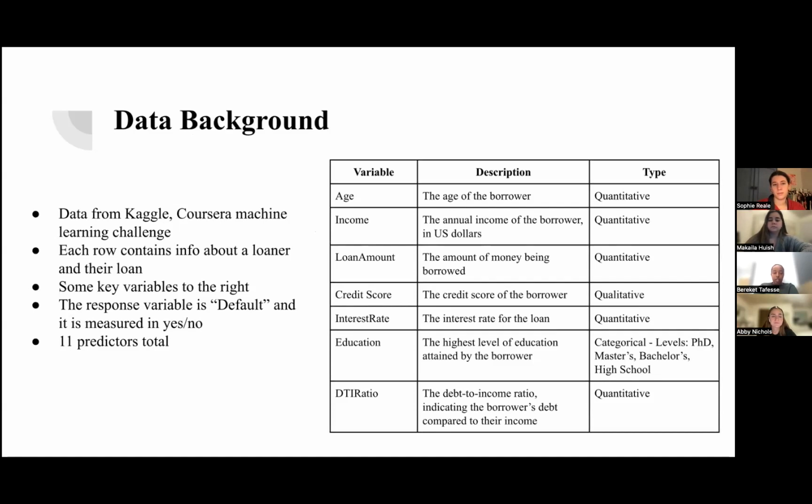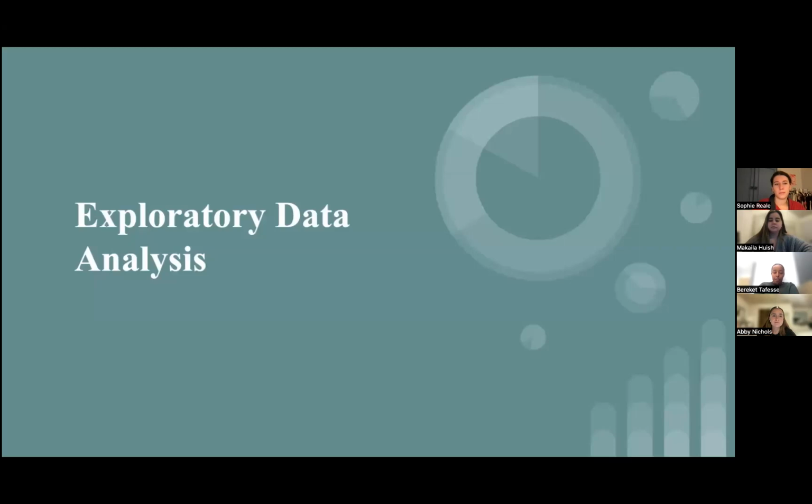Later on, we will discuss possible issues with the data and how it could have affected some of our conclusions. Each row contains information about a loaner and the loan that they took out. These are things like age, income, loan amount, credit score, interest rate, education, which is a categorical variable correlated to the loaner's highest level of education, and debt to income ratio. Our response variable is a categorical variable called default, which is yes if someone defaulted and no if they did not. And then we move on to our EDA.